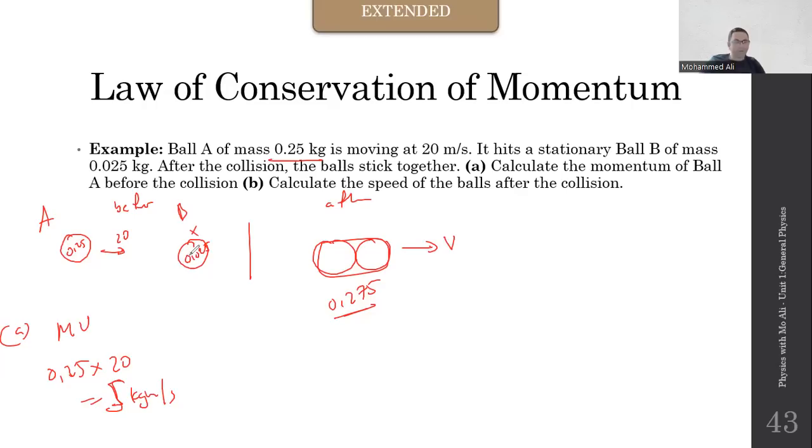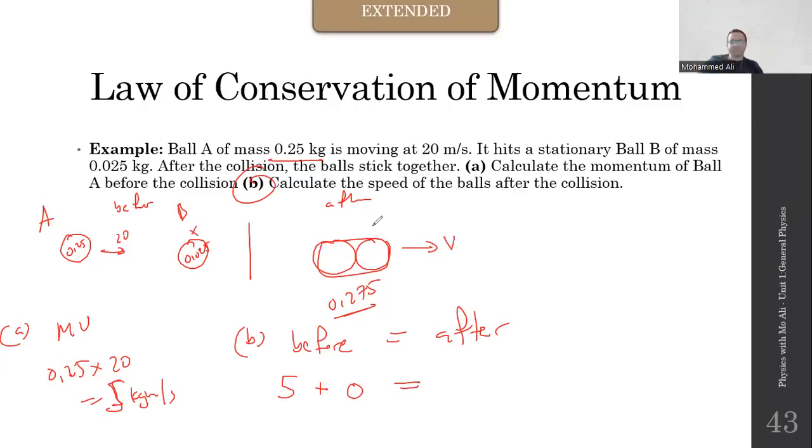Now, remember, total momentum before equals total momentum after. We're going to need this for the next part. Calculate the speed of the balls after the collision. Okay, so how do we solve this? Before equals after. What's the total momentum before? Well, this was 5 plus, this isn't moving. They're two separate objects. So this was 5, this is 0. There's nothing else before the collision.